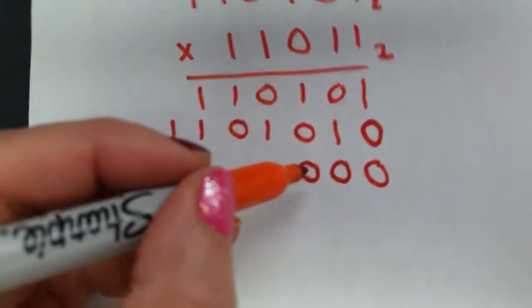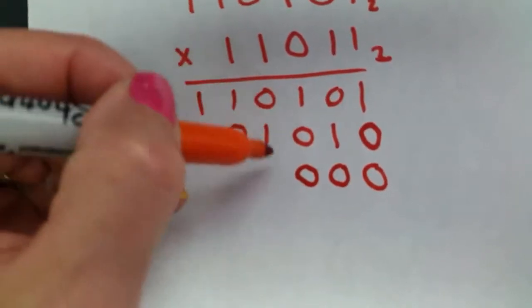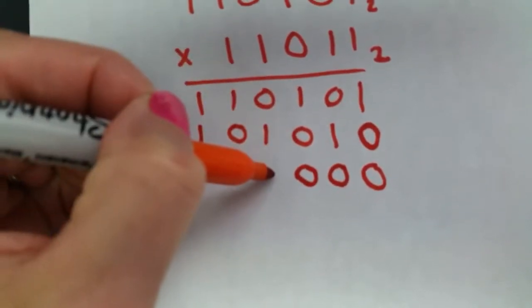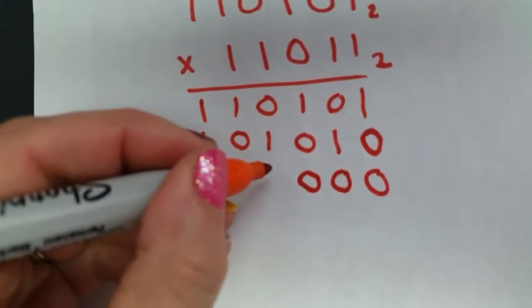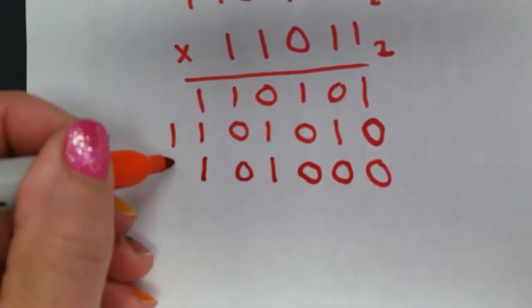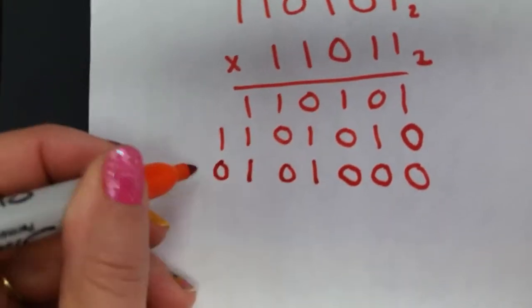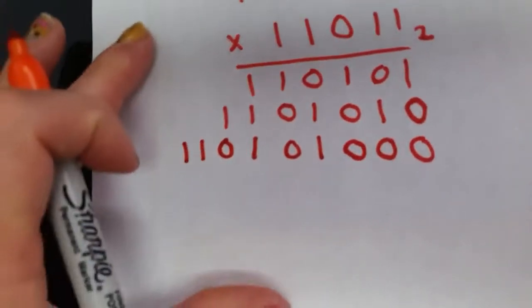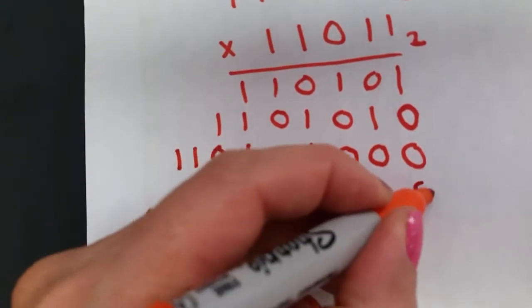Notice I've got enough zeros to move me so that the number I'm multiplying is where I begin my answer. Okay, and again that's going to recreate the number above as we go. Okay, and then the last multiplication will be again a 1.